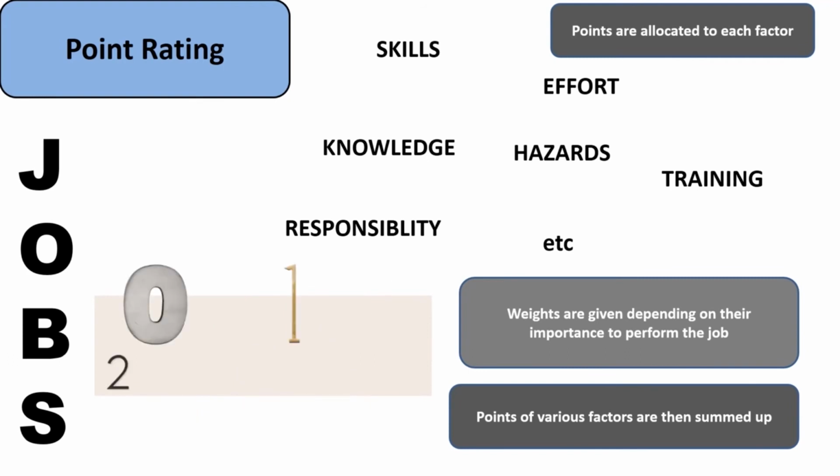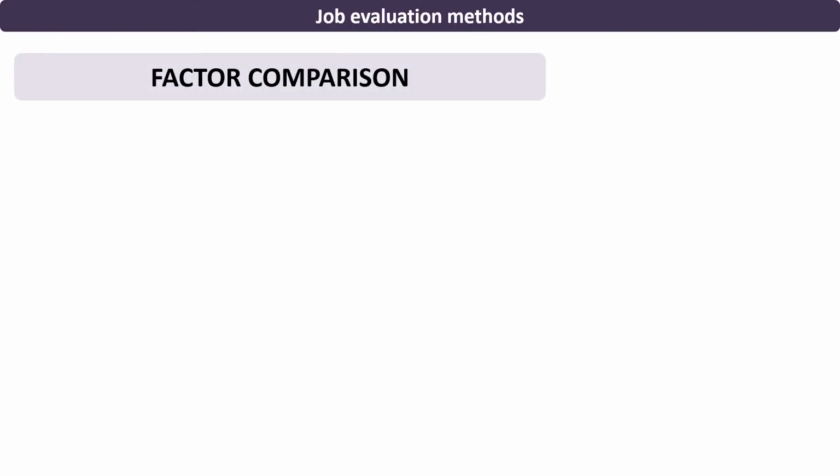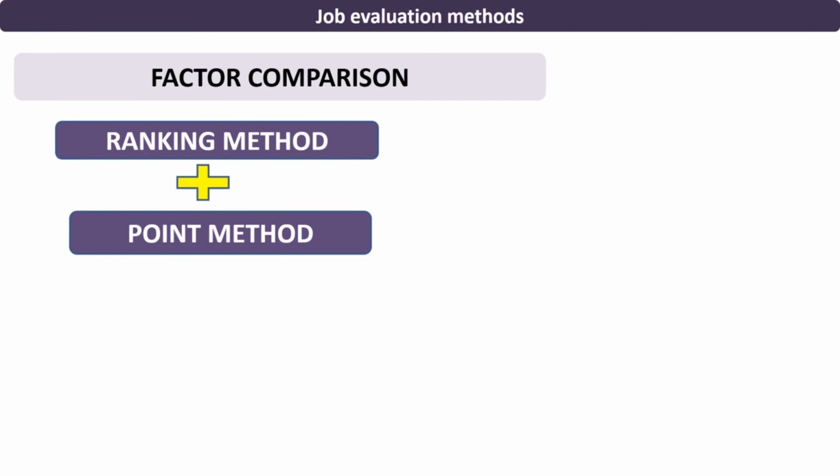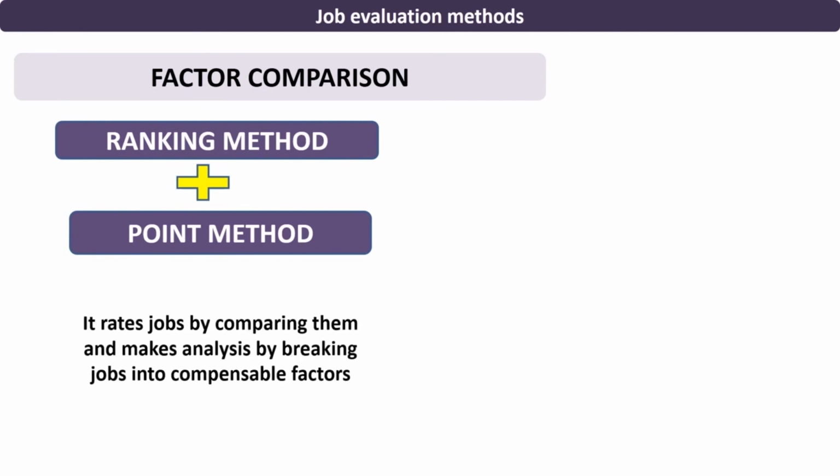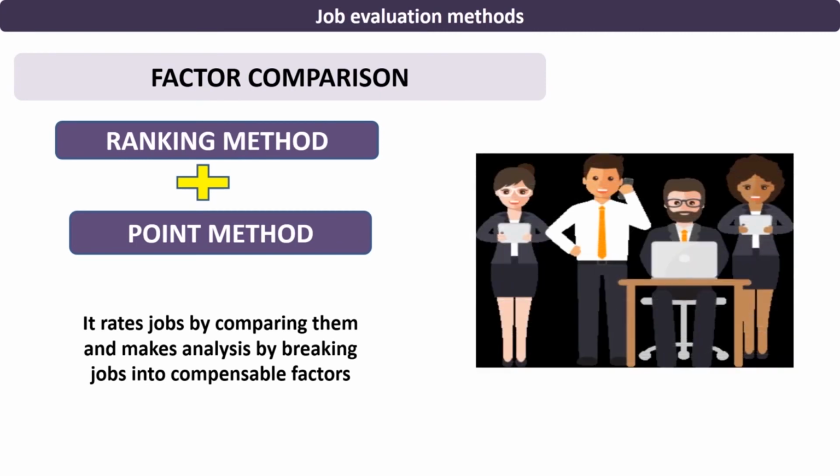Another quantitative method is factor comparison. Well, this method is a combination of both ranking and point methods in the sense that it rates jobs by comparing them and makes analysis by breaking jobs into compensable factors. This system is usually used to evaluate white-collar professional and managerial positions.